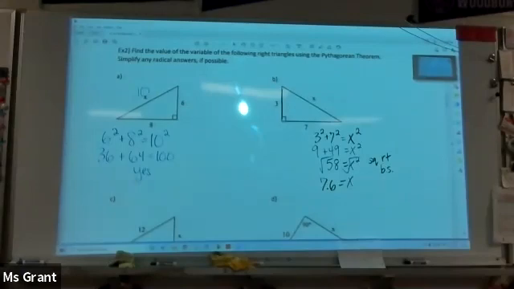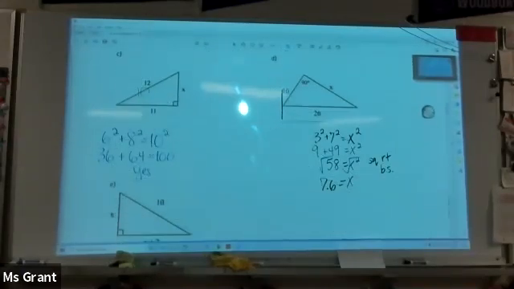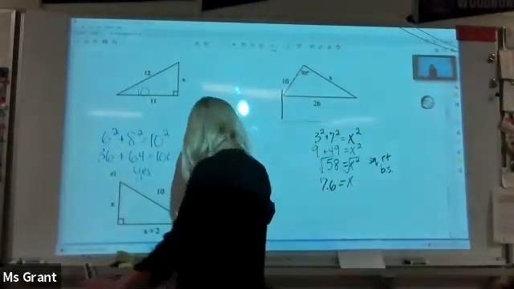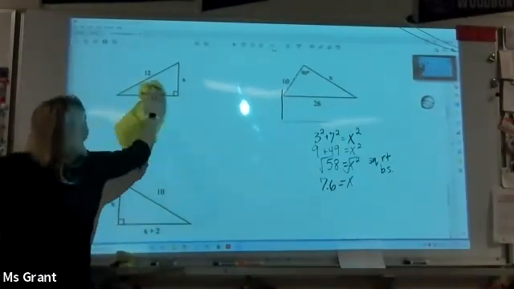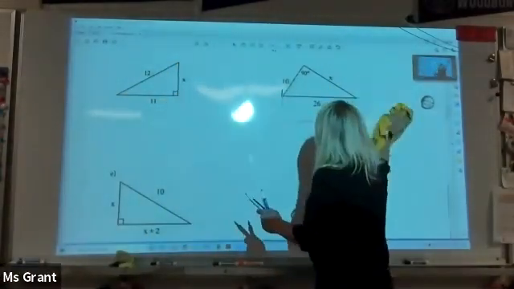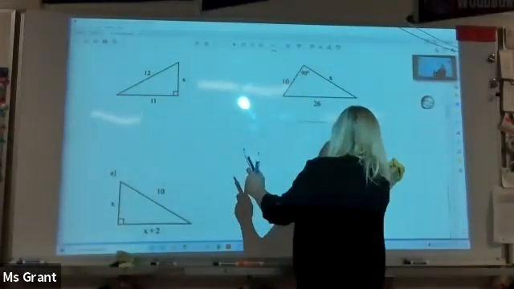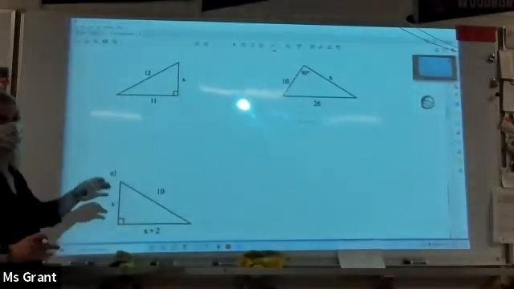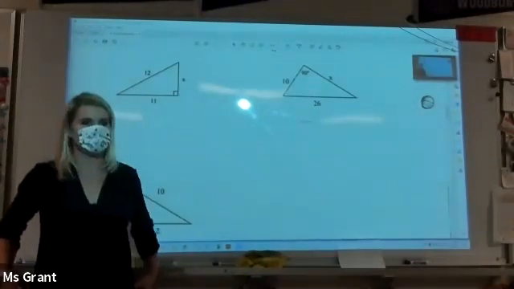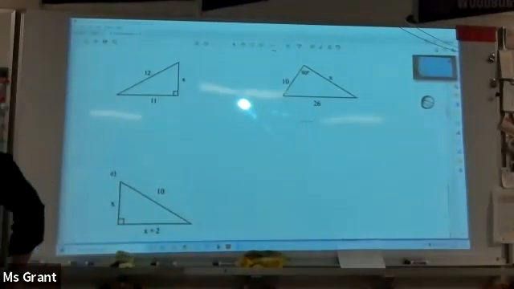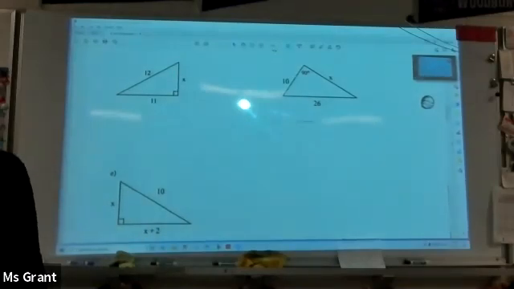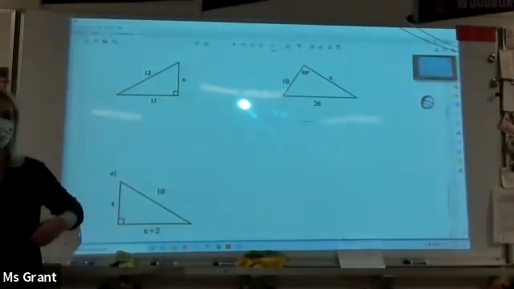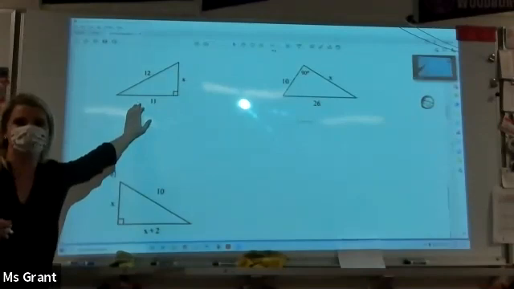Okay, I'm going to go to C and D. And I'll be able to fit E in as well. So, now I know the hypotenuse, I don't know one of the legs. Someone tell me how to set this up in class.